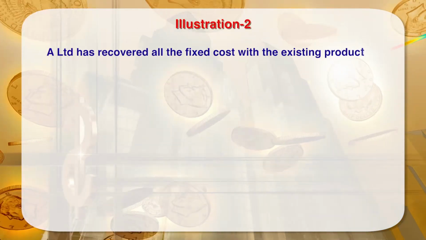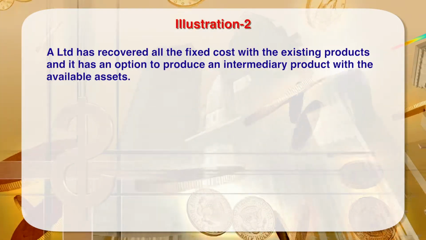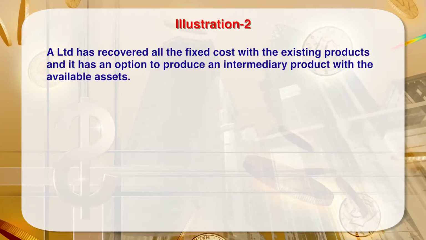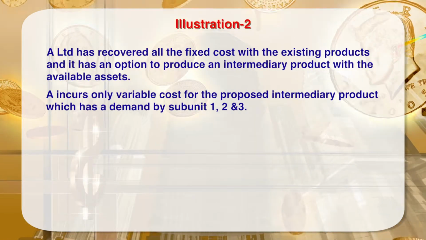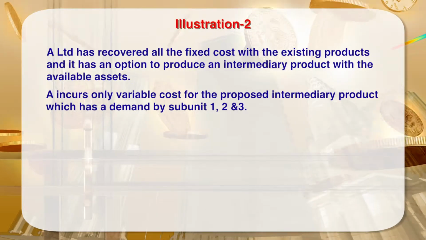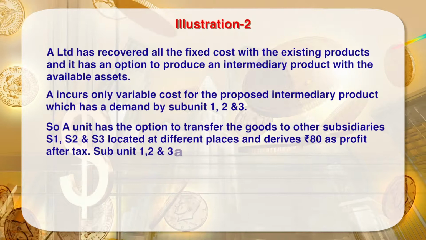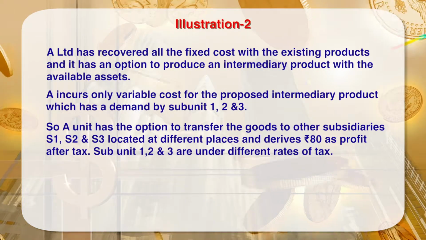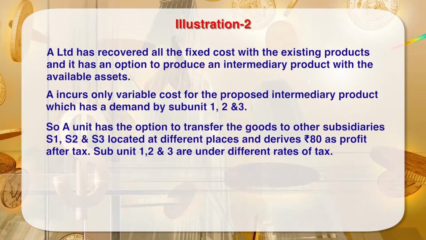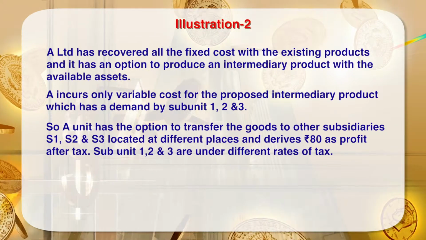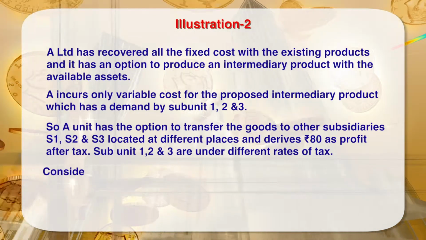A Limited has recovered all the fixed costs with the existing products and it has an option to produce an intermediary product with available assets. A incurs only variable cost for the proposed intermediary product, which has a demand by subunits 1, 2 and 3. So A unit has the option to transfer the goods to other subsidiaries S1, S2 and S3 located at different places and derives rupees 80 as profit after tax. Subunits 1, 2 and 3 are under different rates of tax.